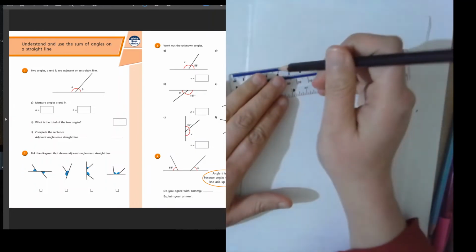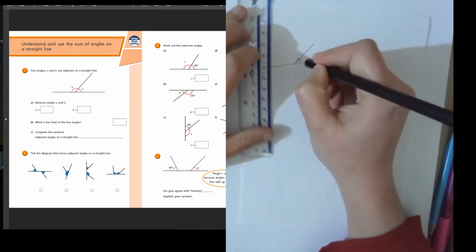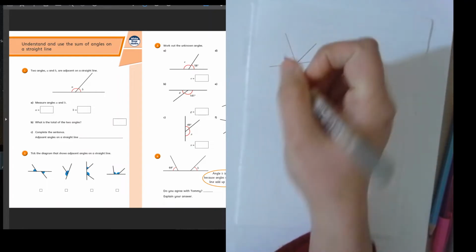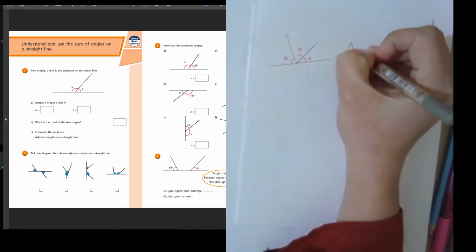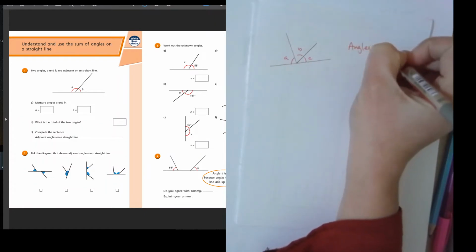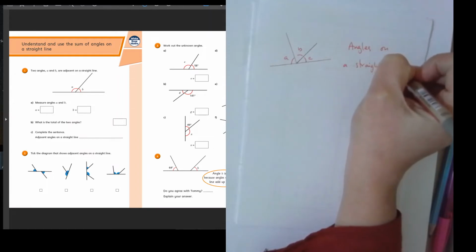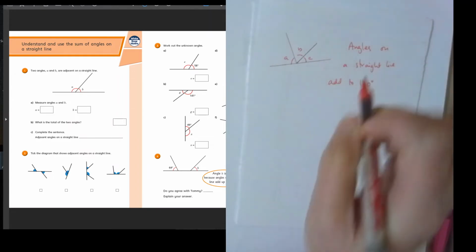Okay, so looking at that, just need to make sure you pop a note down. You might want to put 2 angles here, you might want to put 3. However you wish to do it, it doesn't matter. This would just be A, B, and C. So I would say angles on a straight line add to 180 degrees.